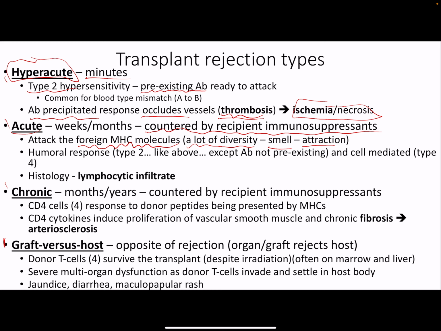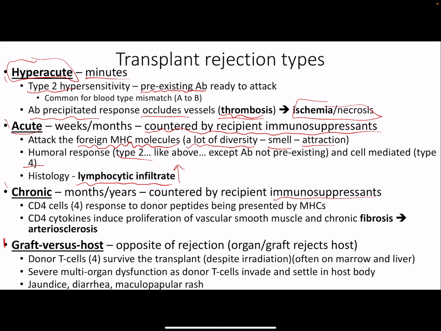This is a humoral response and a cell-mediated response. The humoral would be type 2, and the cell-mediated would be type 4. And the histology thing to note, the high-yield thing, is that there are lymphocytic infiltrates for an acute rejection. Chronic is chronic. It's going to be longer, months to years. Again, you can cut down on this with immunosuppressants.